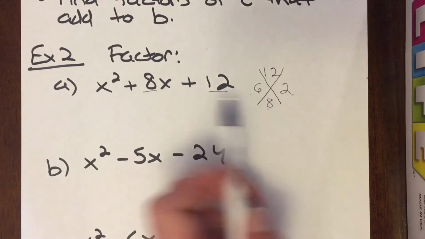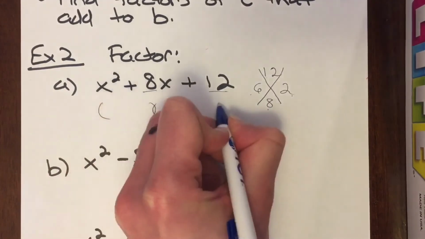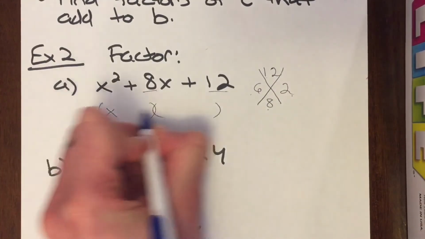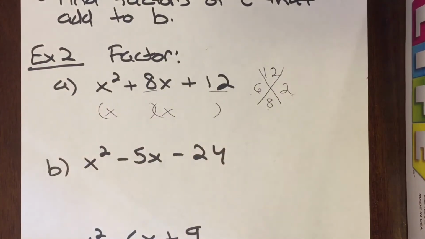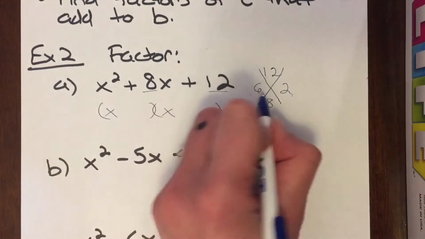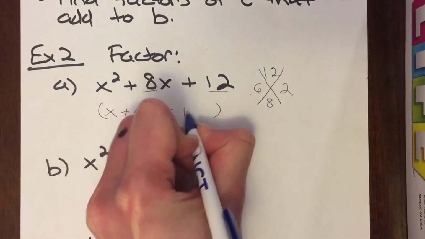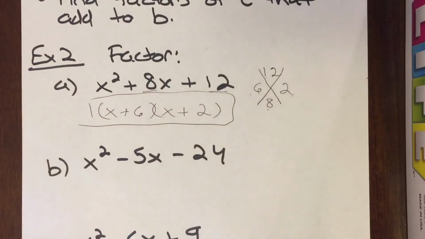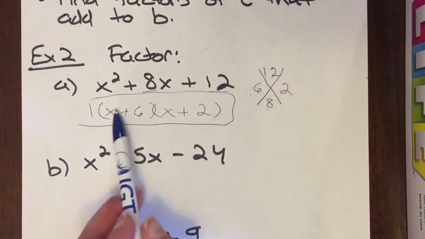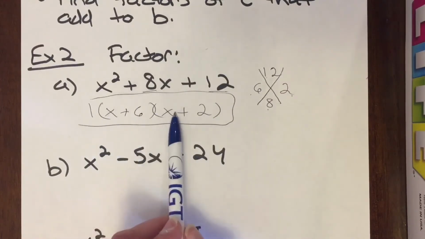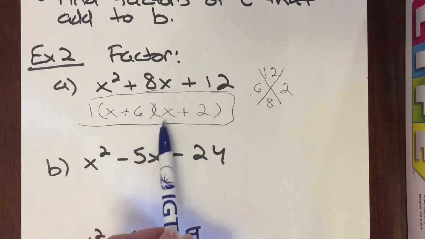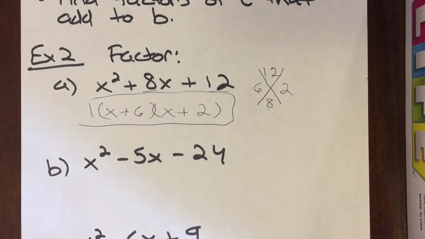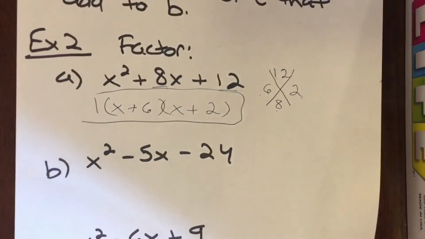So then from there, I can go ahead and just write my solution. I know I'm going to have two parentheses. Since this is an x squared, I know this is x, and this is x. And then I just put my numbers in. So one of them is x plus 6, and the other one is x plus 2. If I wanted to check it, I would just have to distribute it out. And you'd see I'd get x squared plus 2x plus 6x, which would give me 8x, and then I'd have plus 12. Okay. So let's do a couple more like that.